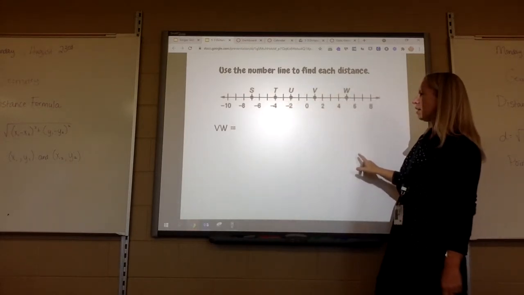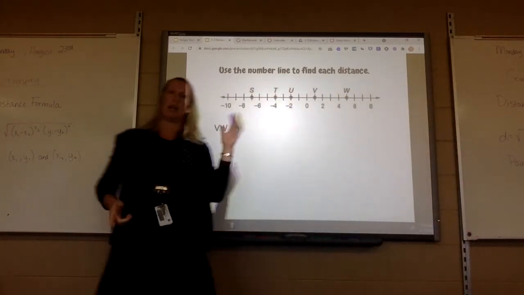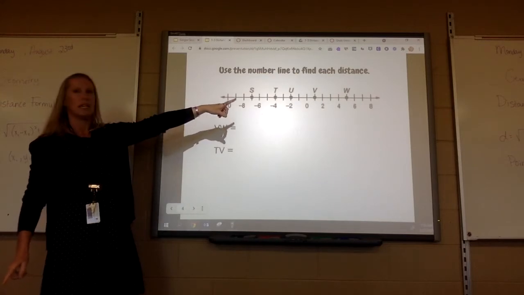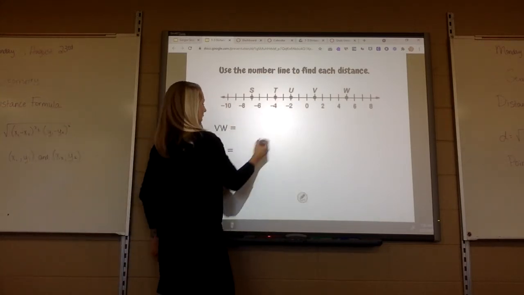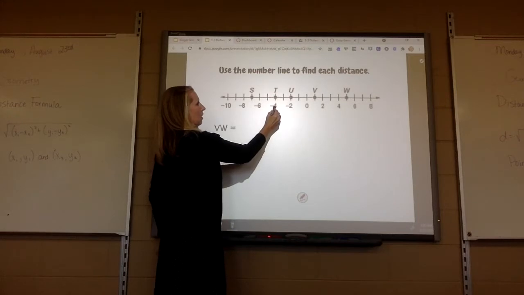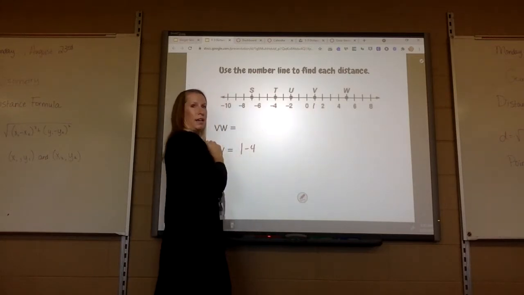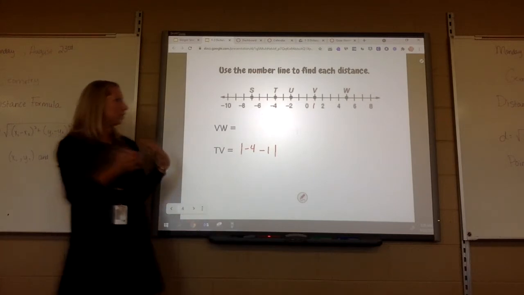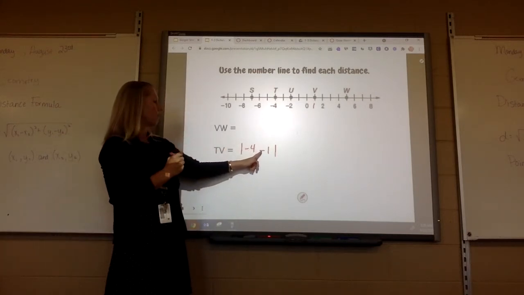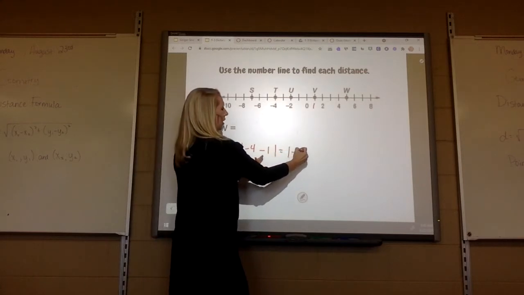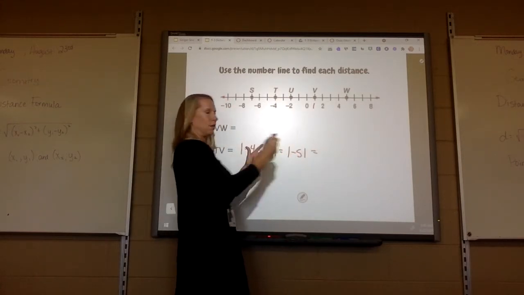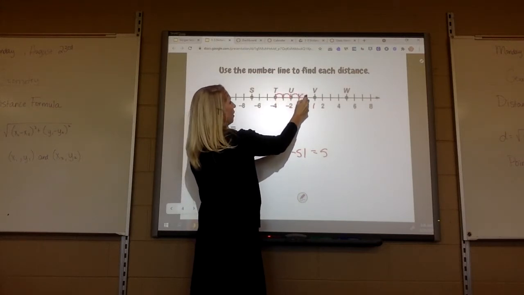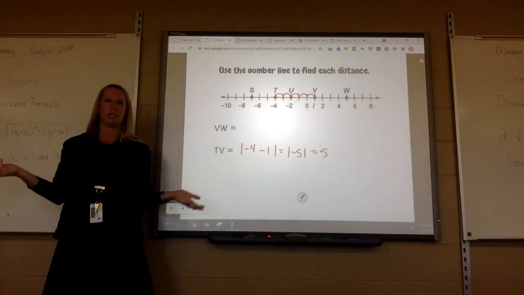Do we have to do it any specific way? No, you can pick whatever is the easiest for you. So like from T to V. T is at -4. V is at 1. So if I subtract the numbers but take the absolute value, -4 minus 1 would be -5, but what's the absolute value? 5. Or you could just say, hey, that has a length of 1, 2, 3, 4, 5. Whatever's easiest for you.